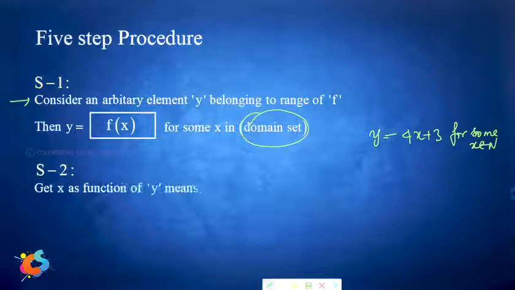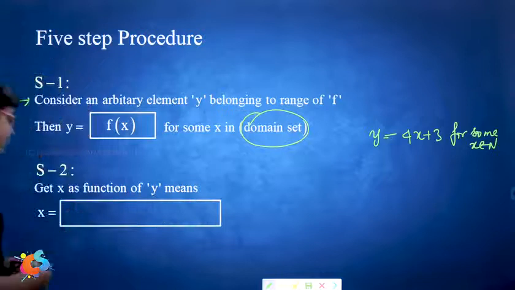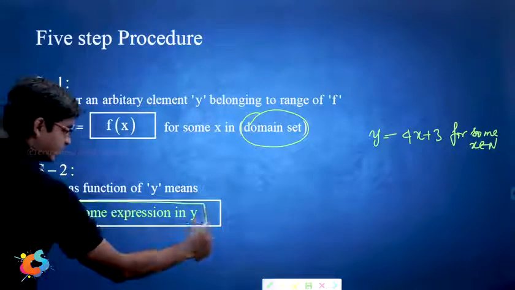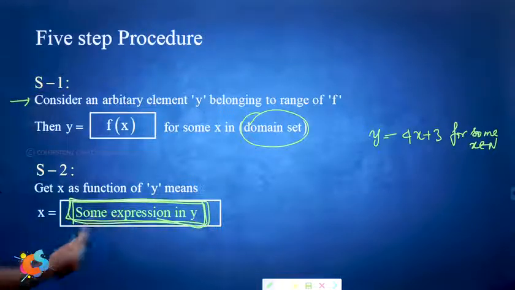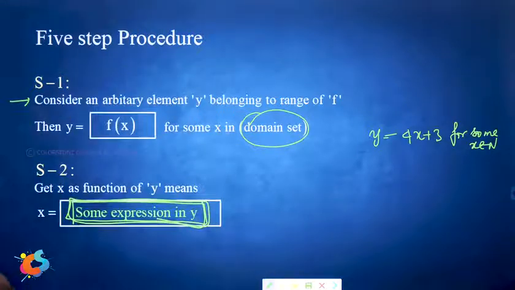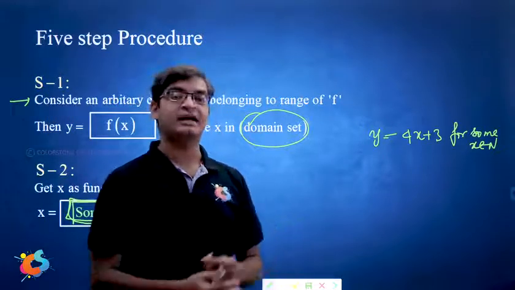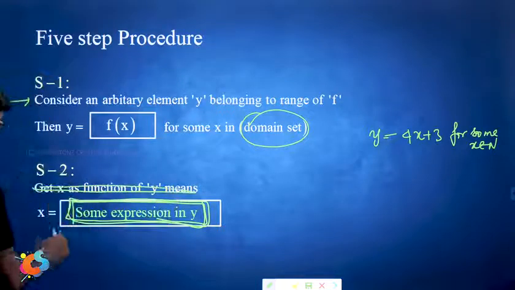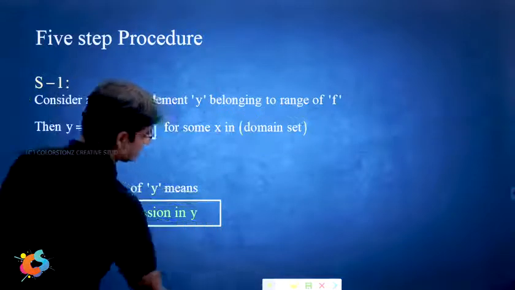Next is step 2. Get x as a function of y. Means you have to have x on one side and everything else on the other side. What will be that everything else on the other side? It will be some expression of y. This box will change with the question, but otherwise the way you write will be the same. So get x as a function of y means x should be on one side and everything else should be on the other side. This you won't be writing. This is for understanding purpose. This is how you should get in step 2. Okay, so step 2 is done.